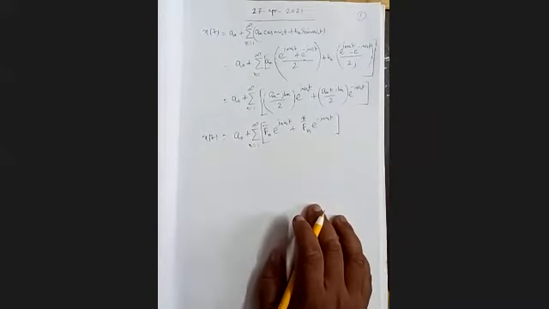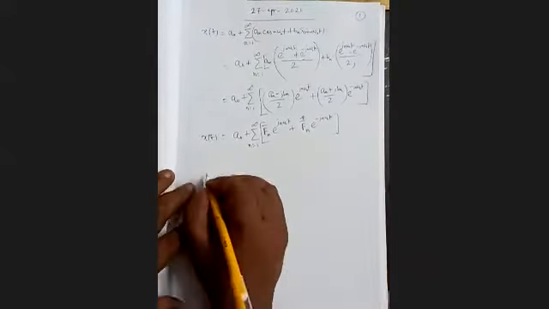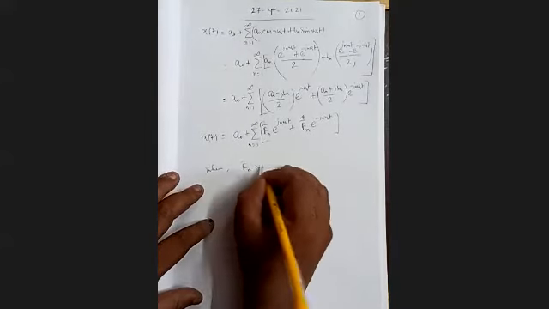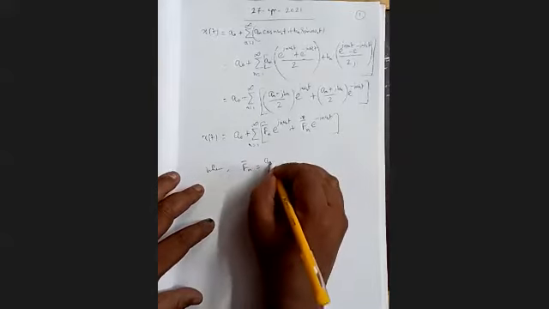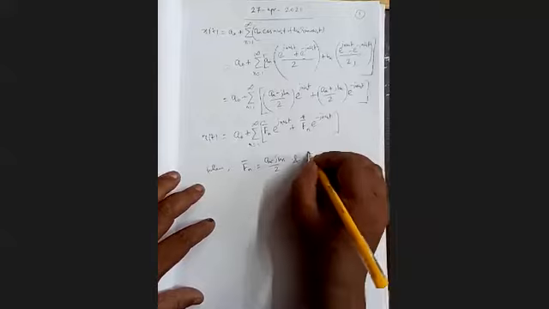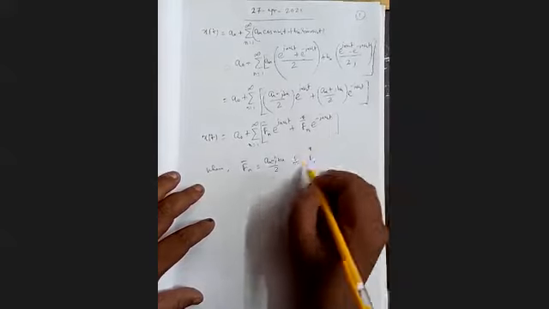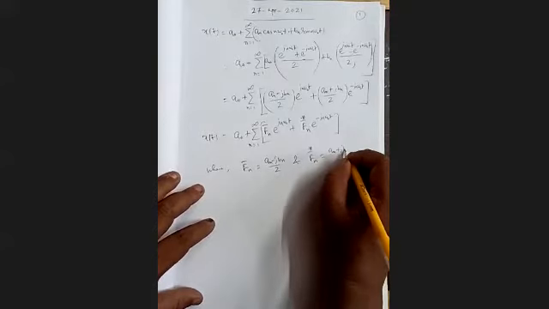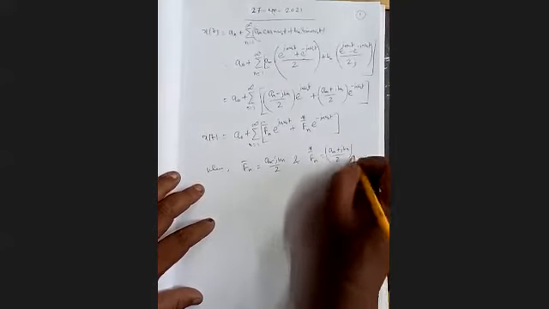Okay, we can write it where Fn bar is just an minus jbn by 2, and Fn bar star is the complex conjugate of Fn bar. This is an plus jbn by 2.